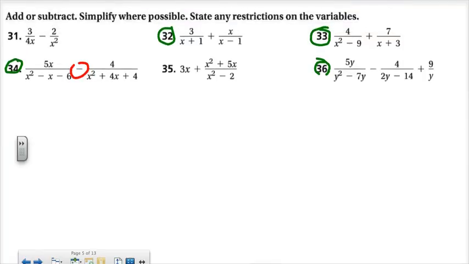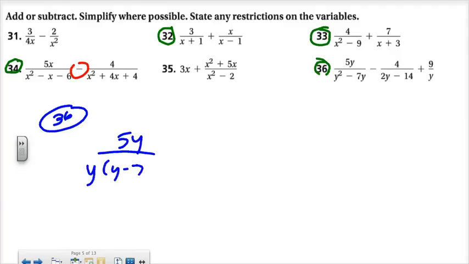Number 36 is kind of an interesting problem. We have to do some subtraction and then some addition. So again, incredibly important that we change that to adding a negative. So we have 5y, pardon me, and we'll go ahead and factor our denominator.